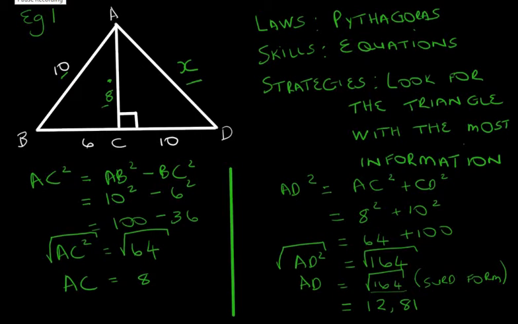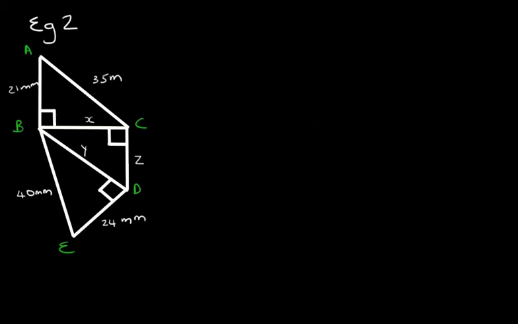Let's look at another example in which there are three triangles. We've got triangle ABC, triangle BCD, and triangle BDE. Now, like we discussed in the previous section, we need to look for the triangle with the most information. So if we look at this, we've got two given values, that one and that one. In this triangle, we have no given values. And in this triangle, we have two given values. So we can work from this triangle and we can work from this triangle. Let's start with triangle ABC.